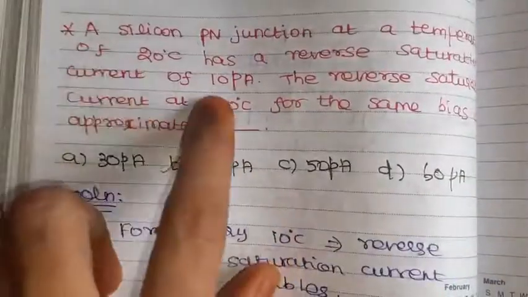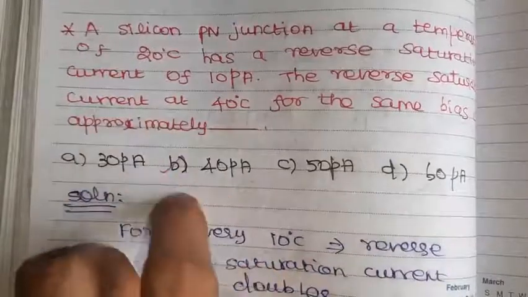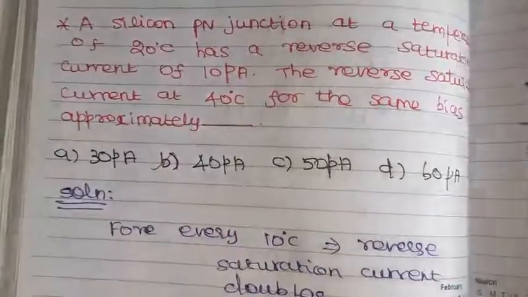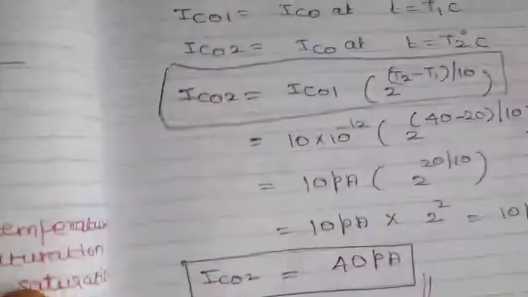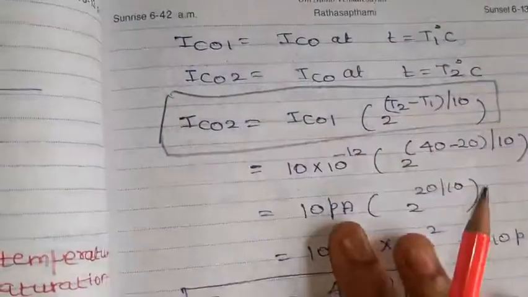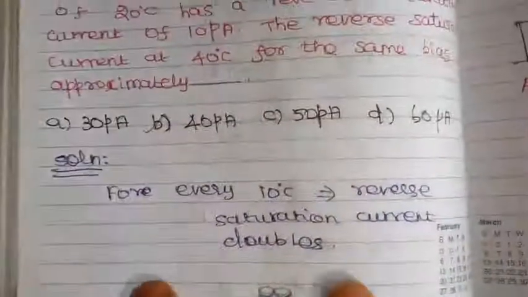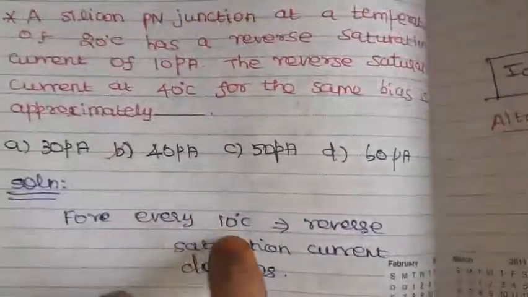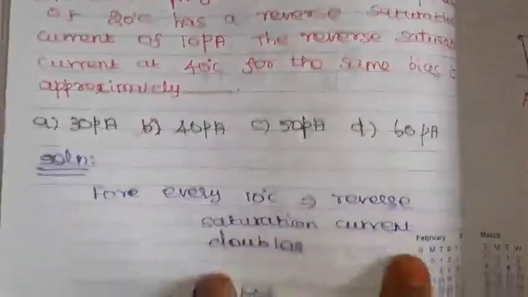For 20 degrees it is 10, and for 40 degrees the reverse saturation current is 40 picoamperes. So this is the direct formula substitution and we find the answer. Or otherwise, from this statement we can find it: for every 10 degrees Celsius, the reverse saturation current doubles.